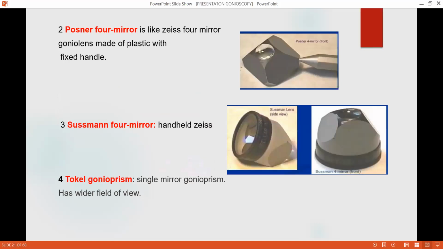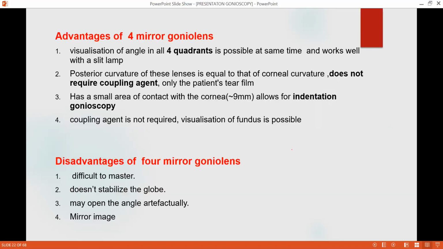Other types are Posner 4-mirror. It is same as Zeiss one, only the thing is it is made up of plastic and it has a fixed handle. Sussman 4-mirror gonio lens is a handheld Zeiss lens as shown in this picture. Since it doesn't have a handle, you have to use your fingers and place it using your thumb, index and middle finger on the corneal surface. The Tokel gonio prism is a single mirror gonio prism and it gives a wider field of view.